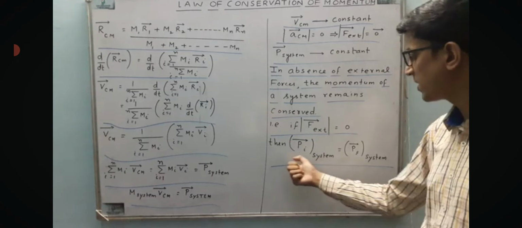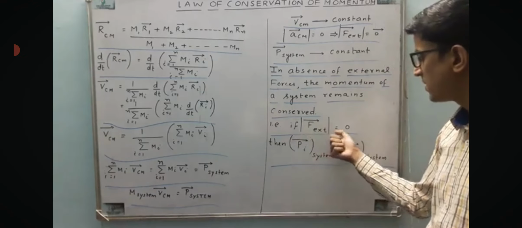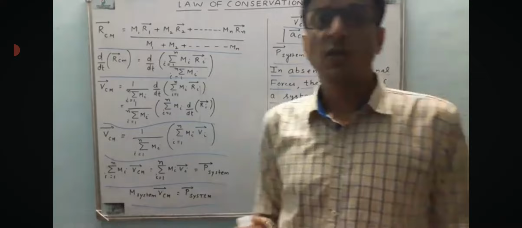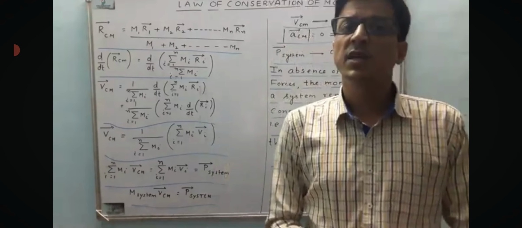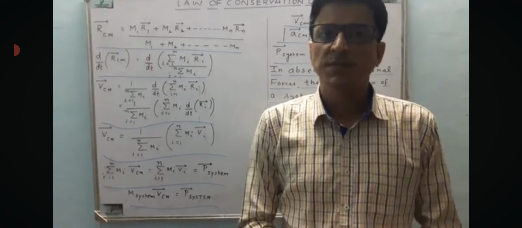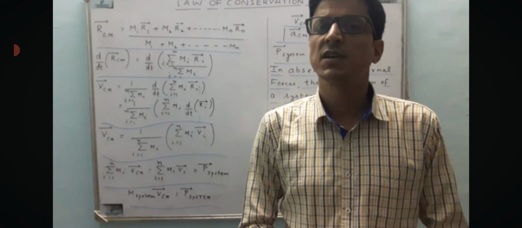So this is how we can write it: if F external is equal to 0, then P_i of system is equal to P_f of system. The law of conservation of momentum finds use in many applications like recoiling of gun, man-boat problem, rocket propulsion. In many ways it finds applications.